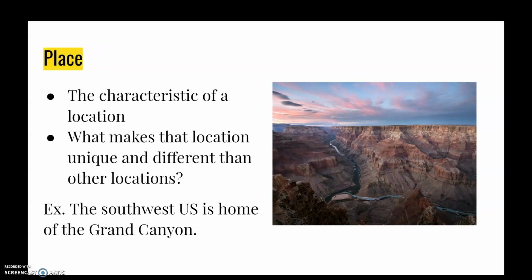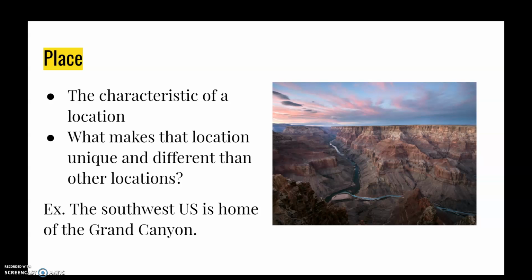The next theme is place. Now, place often gets really confused with location. Think of place as the characteristics of a location. What's it going to look like when I get there? What makes that location unique from different places? So for instance, my example is the Southwest US is home to the Grand Canyon. If you look at that photograph, you realize that that is nothing like what we have in Olathe, Kansas. So that area of the country is unique because of the characteristics such as canyons.